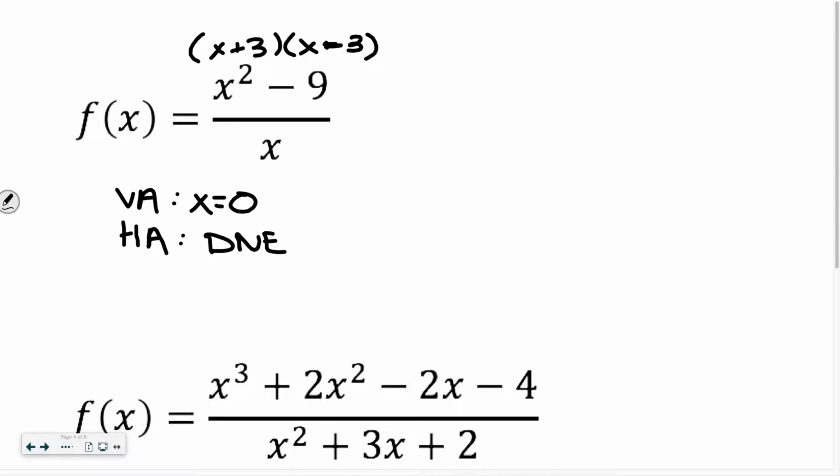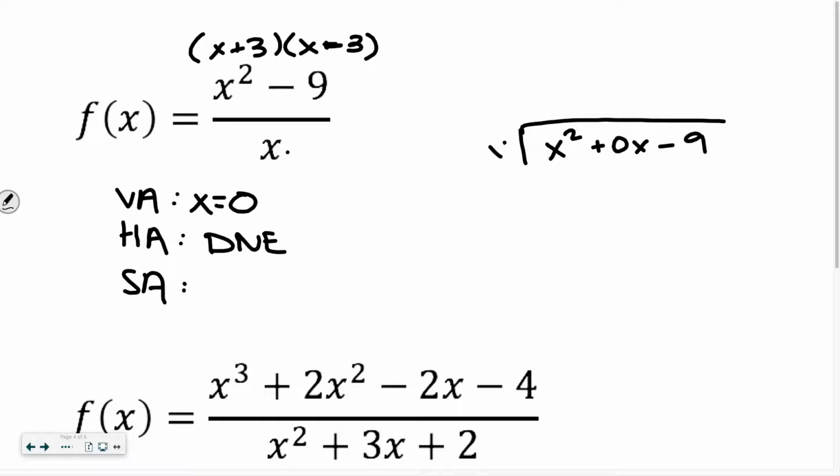But because this one is quadratic and this one is linear, I know there is a slant asymptote. So how do I find the slant asymptote? Divide. X squared plus 0x minus 9 divided by x.